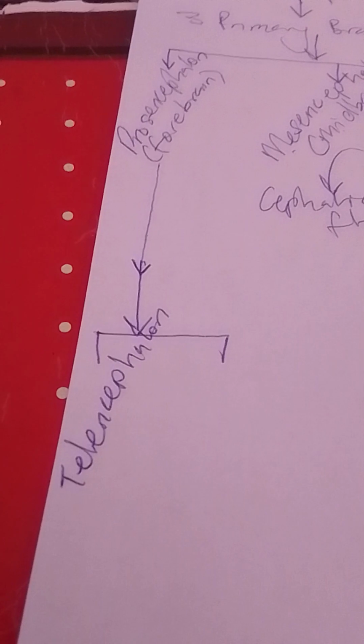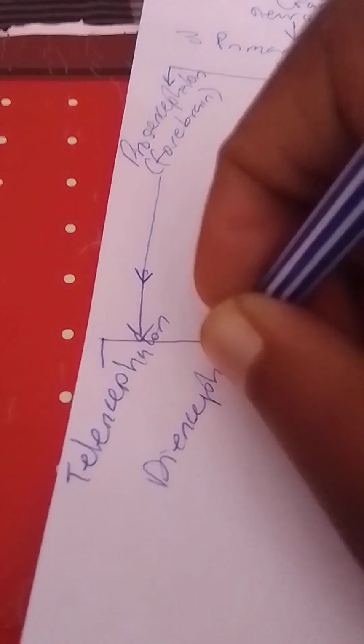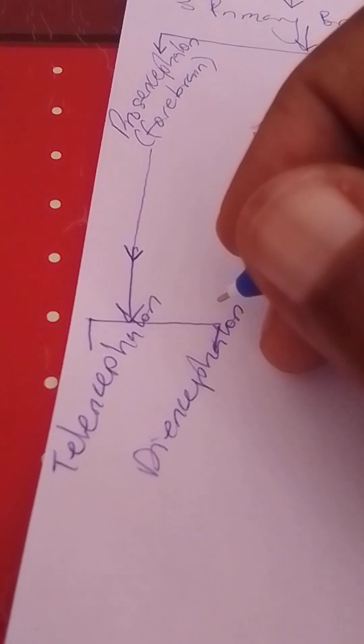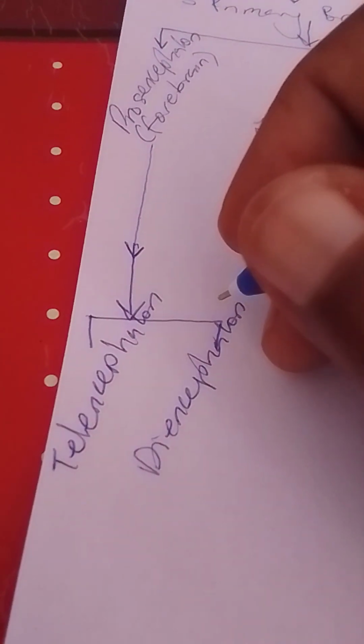So the first one will be the prosencephalon, which will differentiate into two things. So it's going to differentiate into the telencephalon. Okay? And then it will also differentiate into the diencephalon. So now what's going to be our telencephalon? Our telencephalon is going to be our future cerebral hemispheres.